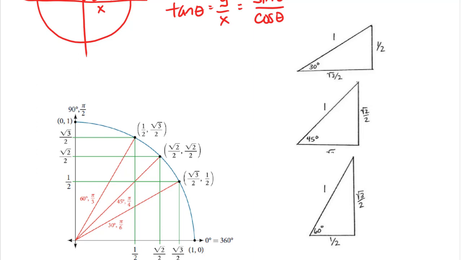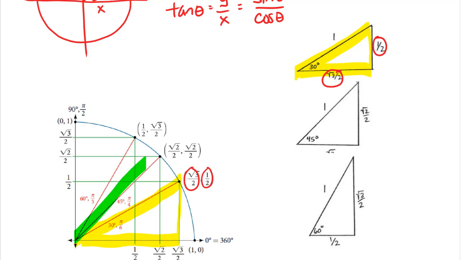So let's start with the 30-degree angle in standard position. This is going to correlate to this triangle right here. So we know that the horizontal leg has to be the square root of 3 over 2, which means the x-coordinate is the square root of 3 over 2. We know that the vertical leg is 1/2 unit long, so that means that the y-coordinate has to be 1/2 unit long. So we'll try the same thing with our 45-degree triangle.